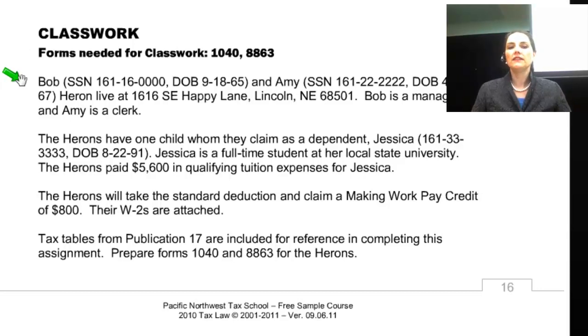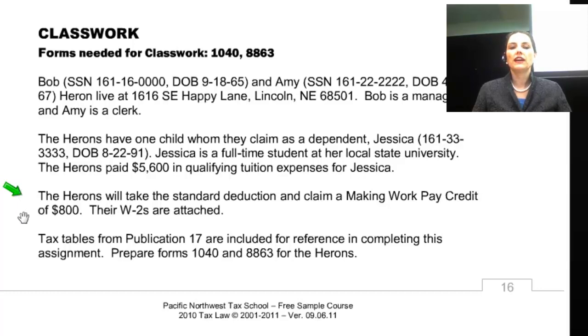Bob and Amy Heron live in Lincoln, Nebraska, and Bob is a manager and Amy is a clerk. The Herons have one child whom they claim as a dependent named Jessica, born in 1991. Jessica is a full-time student at her local state university. The Herons paid $5,600 in qualifying tuition expenses for Jessica. The Herons will take the standard deduction and claim a Making Work Pay credit in the amount of $800.